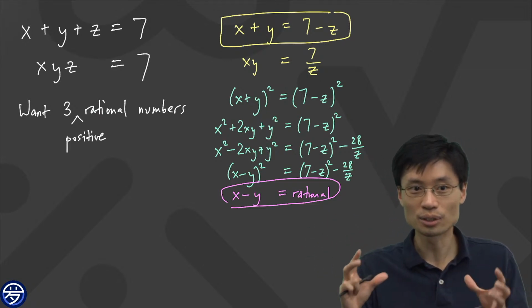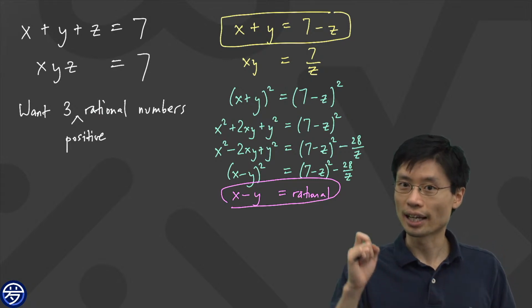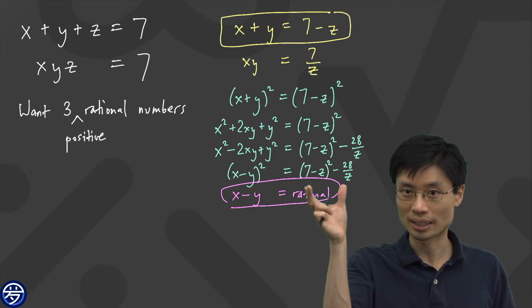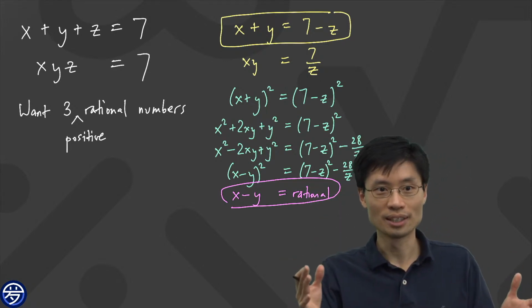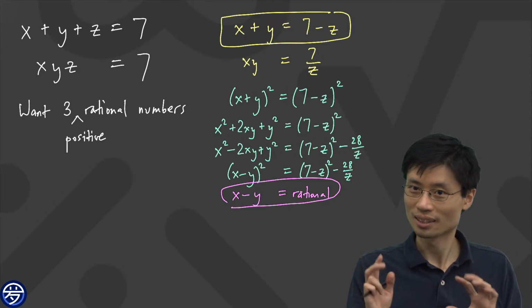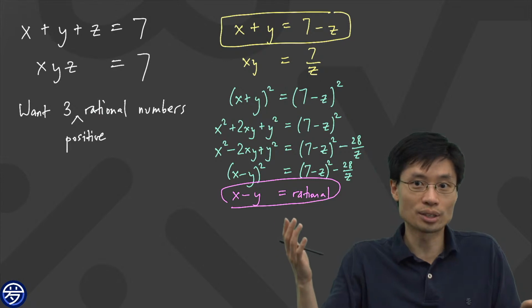So now I have reduced the whole problem to saying, I just need to know, is there any rational number z that makes this thing a perfect square? So I had three variables before. Now I have only one variable. Did that make sense? Because before I was saying, I've got an x and a y and a z, and I don't know what to do with all these.